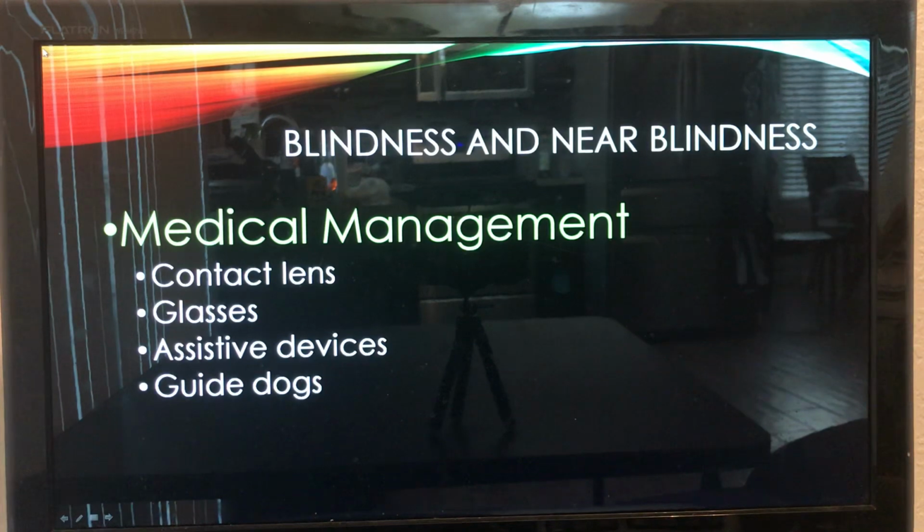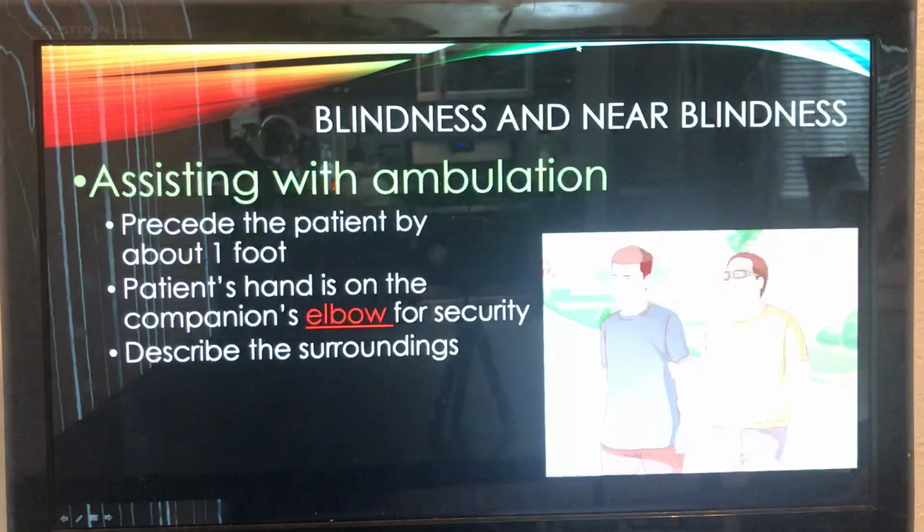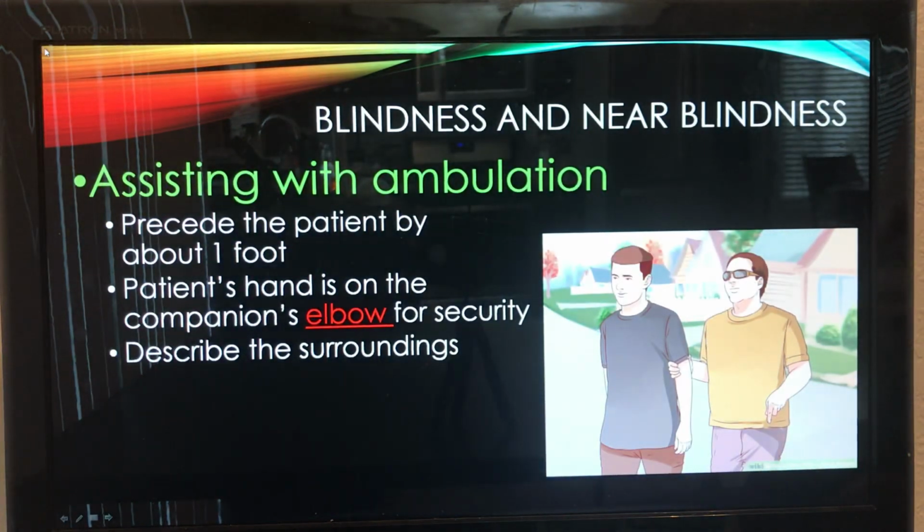So medical management, they can wear contact lens, glasses, they can have assistive devices or guide dogs. And they're also going to need assistance with ambulation. So you want to precede the patient by about 1 foot, so you're just a little bit in front of them. And the patient's hand is on your elbow for security. And you also want to make sure you're describing the surroundings and letting them know when to take a step up or if you're going to have to take a step down. So just letting them know while you're walking.